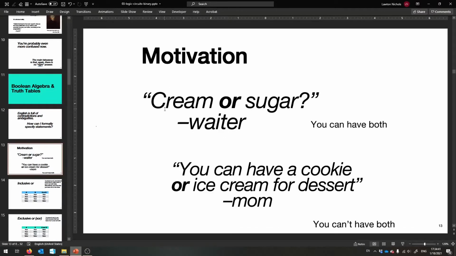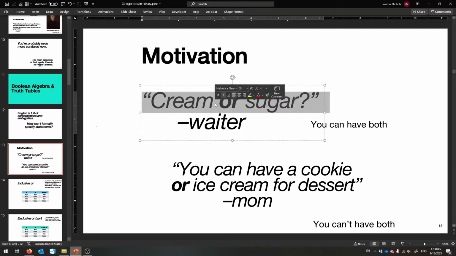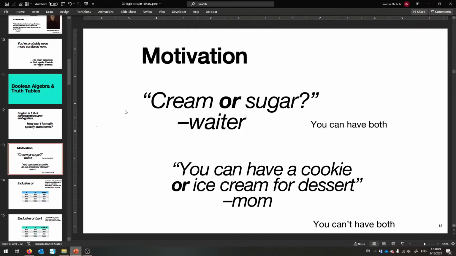Let's pretend you're at a restaurant. Wouldn't that be nice? And your waiter says, okay, you can have cream or sugar. And the assumption was, okay, here's my little cream packet. The assumption is you can actually have both if you wanted to. And here's a little sugar shaker. Got that little thing. So you can totally have both under this circumstance, okay?